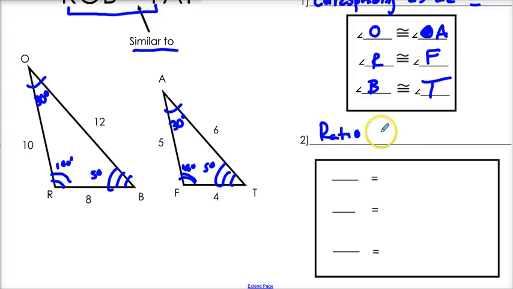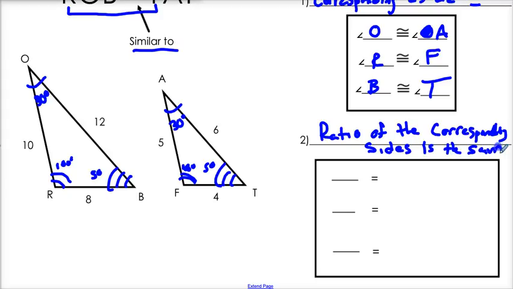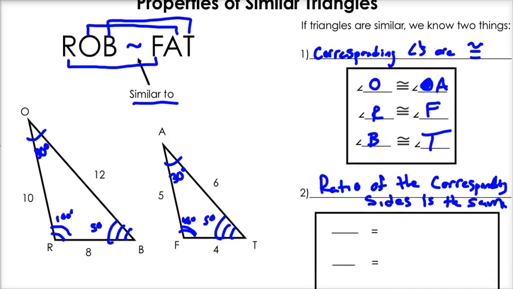Now we also know that the ratio of the corresponding, I'm going to spell it right this time, corresponding sides is the same. So what does that mean? Well, that means the ratios between all of the sides from the bigger triangle and the smaller triangle are going to be the same, and specifically the corresponding sides. So, how would I do that? Oh, I'm going to erase this for a second.